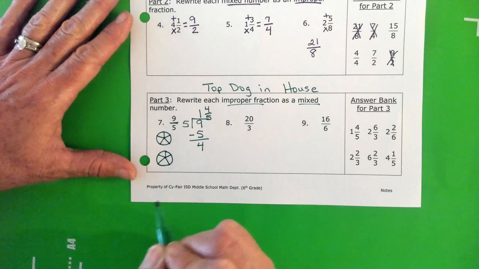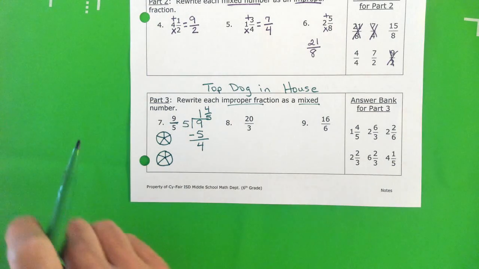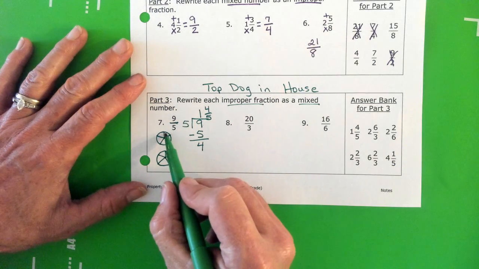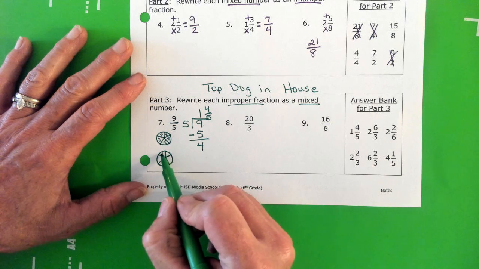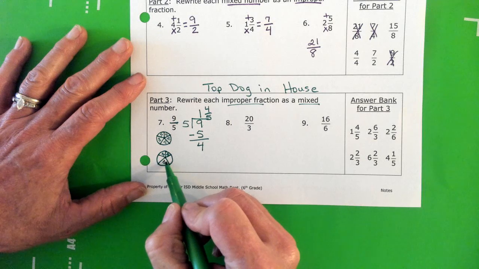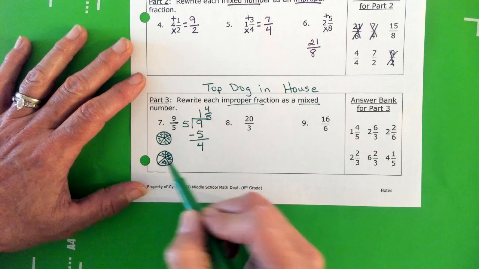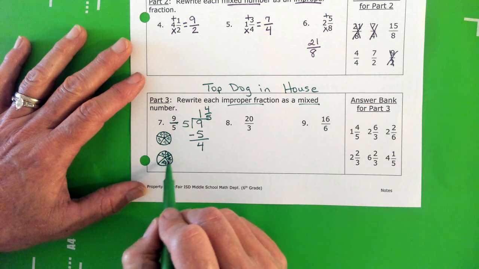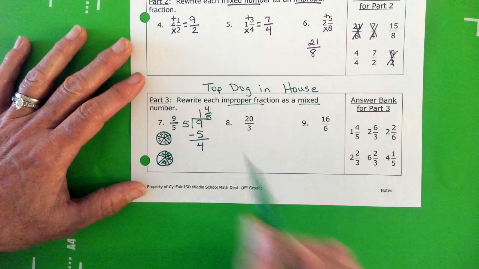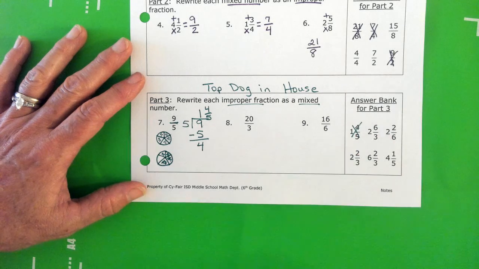You don't have to draw this if you don't want to, but it's a good little reference. And I shade in 9 of these. So 1, 2, 3, 4, 5, 6, 7, 8, 9. There we go. So what have I shaded? I've shaded in 1 whole circle and 4 fifths of the other circle. 1 and 4 fifths. Let's cross that one off.